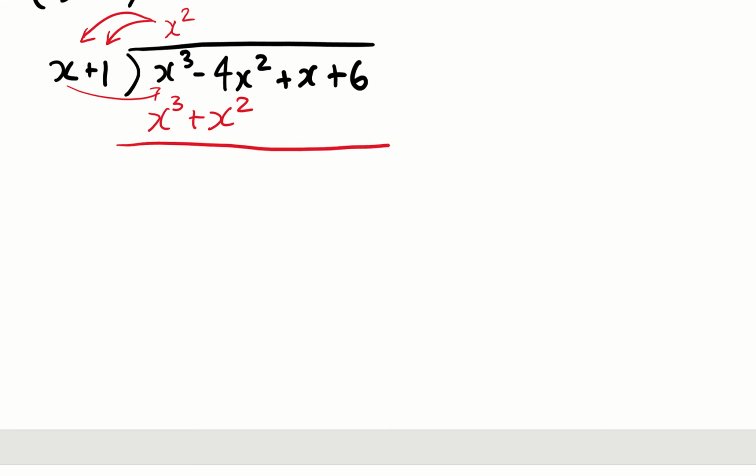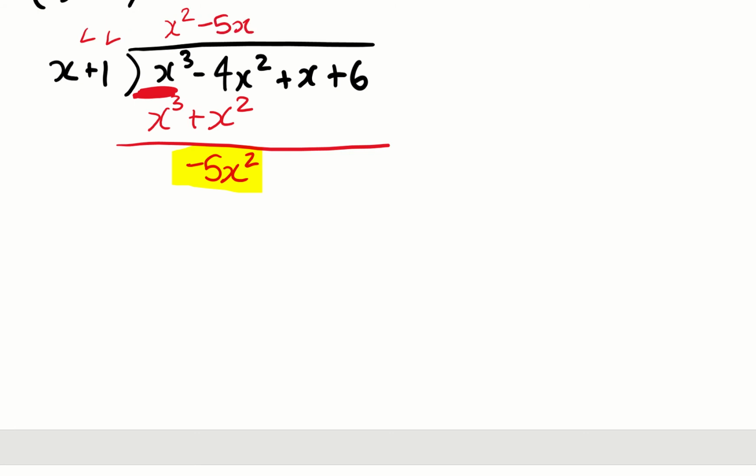When I subtract, I'm going to put a nice big negative sign to keep me remembering and not to get mixed up with my negatives. Now this should cancel. X cubed minus x cubed, yep, that cancels it out. Negative 4x squared minus another x squared gives me negative 5x squared. Now this is the value I start again with. I say x times by what will give me negative 5x squared, so that's negative 5x.